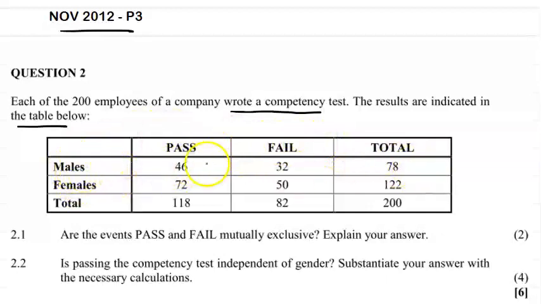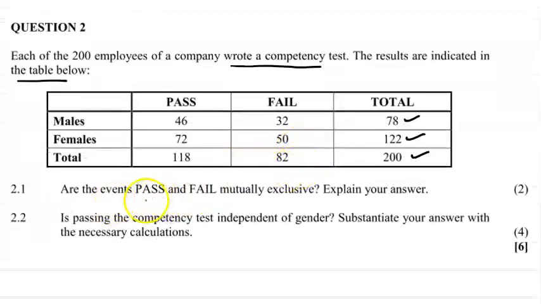So as you can see, we got males, pass is 46, fail is 32, and the total is 78. So we got a total of 78 males. Females, they're 72 pass, 50 fail, and we got a total of 122 females. And there's the totals. Now remember that all of these must tally. So if there were any blanks in this particular table or variables for us to solve, we can solve by simple addition or subtraction.